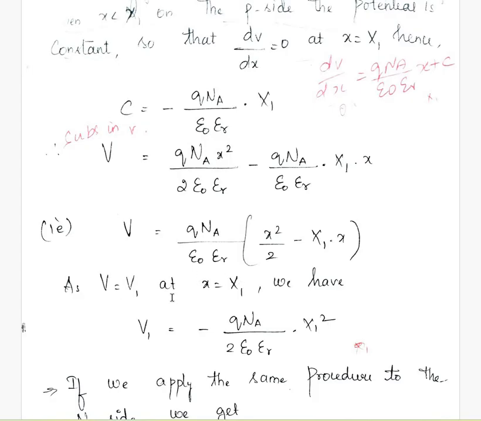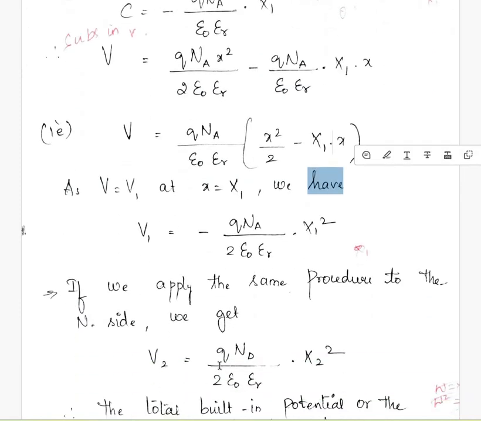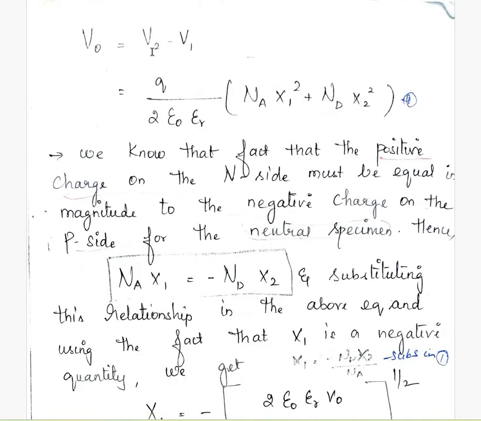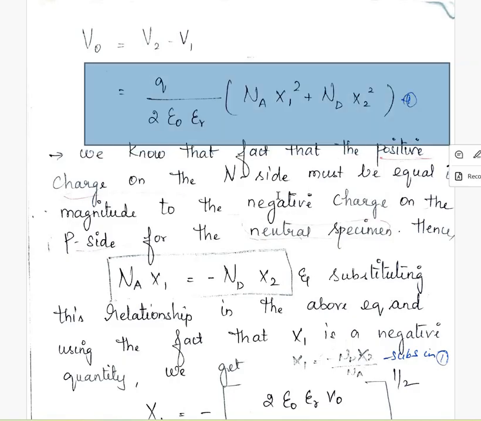As V equals V1 at x equal to x1, substitute V1 in place of V and x1 in place of x. So we have V1 equal to minus QNA by 2 epsilon naught epsilon r x1 square, and the same for V2, written in opposite sign. So the total built-in or contact potential V naught equals V1 minus V2, or V2 minus V1. So we have the equation for V naught.